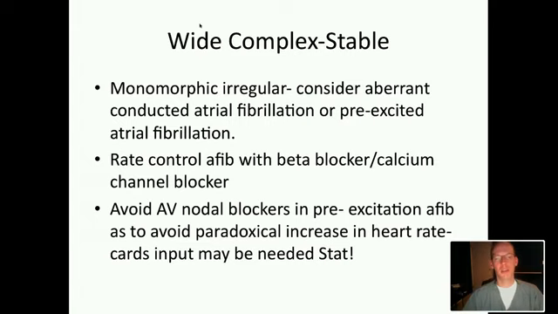Monomorphic irregular is an aberrantly conducted atrial fibrillation or pre-excited atrial fibrillation. There are several forms of pre-excited reentrant rhythms. Wolff-Parkinson-White, WPW, is the most common. So a reentrant atrial fibrillation in a WPW patient may look like a wide complex. For these, you might want to rate control the patient with either a beta blocker or a calcium channel blocker, but you're going to avoid beta blocker or calcium channel blocker in these pre-excited atrial fibrillation patients.